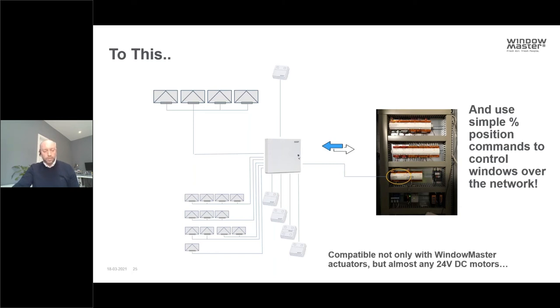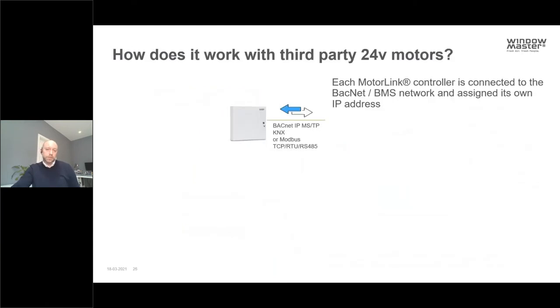As I said before, most people would associate our Motorlink controllers as only being for use with WindowMaster Motorlink actuators, but in fact they have the capability to control almost any 24-volt DC motors. So now we'll take a quick look at how it works with third-party devices before we take a look at how it can work and the enhanced functionality that we get when used with motor-link actuators.